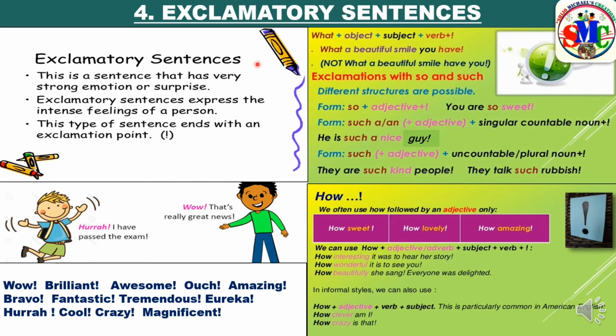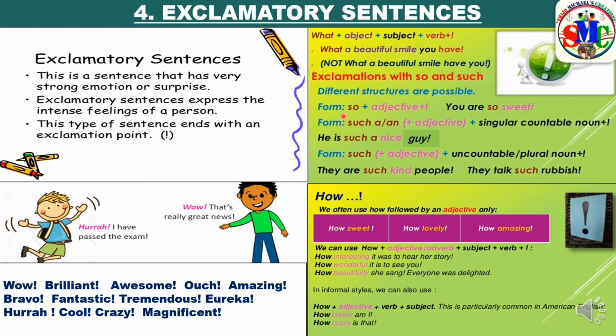Now let us see how we can make exclamatory sentences using what, so, such and how. Let us start with what. What plus object plus subject plus verb plus exclamation mark. For example, what a beautiful smile you have. But you should not use what a beautiful smile have you. That is a wrong format.